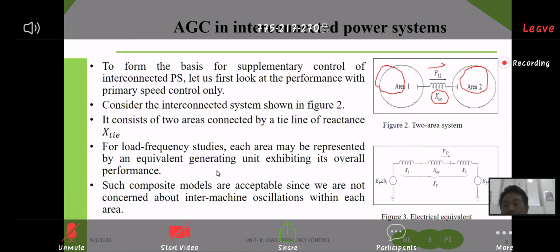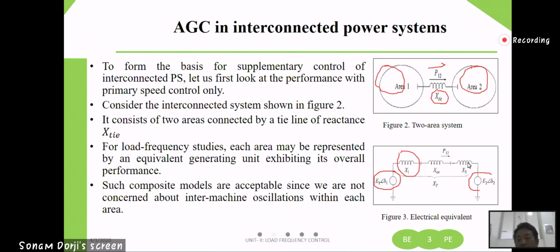Which means an equivalent generating unit exhibiting overall performance. It means this is a generator electrical equivalent circuit. This area's generator 1 will have some reactance X1. Then this is generator 2, which will have a reactance X2, and then this is the reactance of the tie line. So the total reactance will come as XT. Okay, so such a composite model.